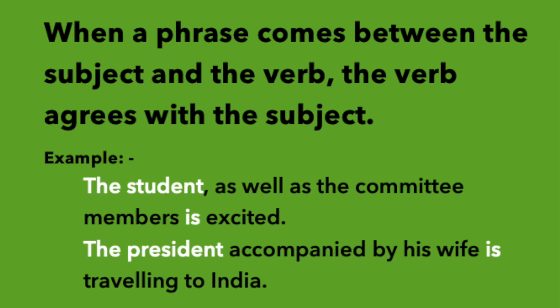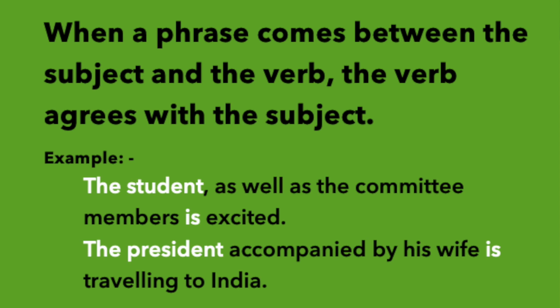In this sentence, there are two nouns. One is the student and the other is the committee members. The student is singular but the committee members is plural. We use the singular verb "is" here because the subject of the sentence is the student, not the committee members. So we should focus on the student and it is singular.